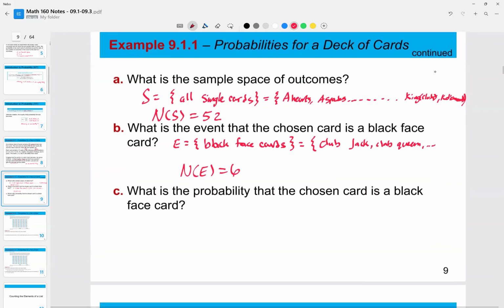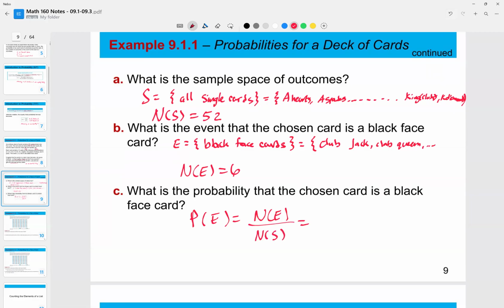So part C asks, what is the probability that when we choose one random card, we get a black face card? Well, since they're all equally likely, the probability of that event would just be the number of outcomes in the event divided by the number in the sample space.